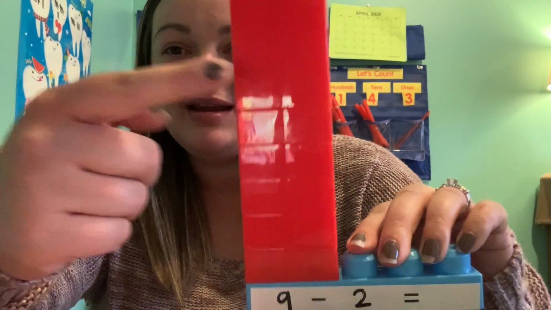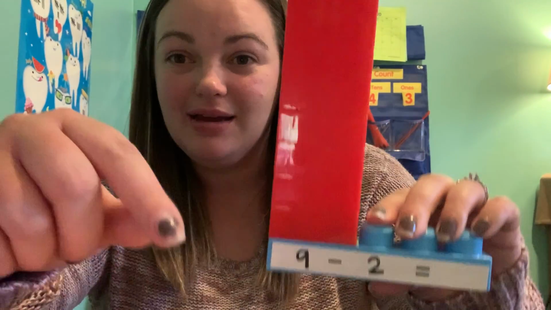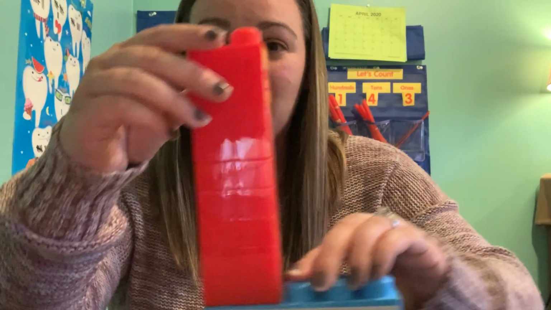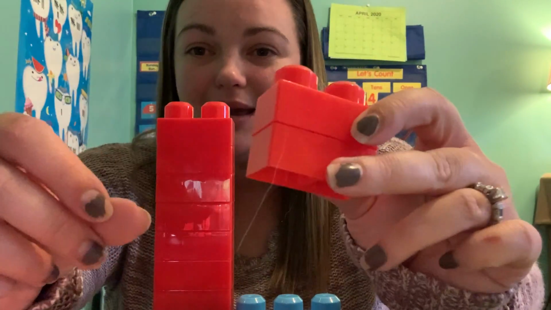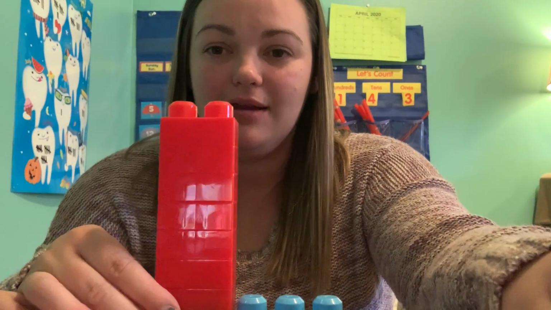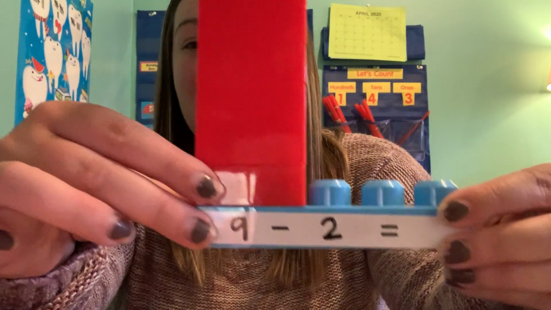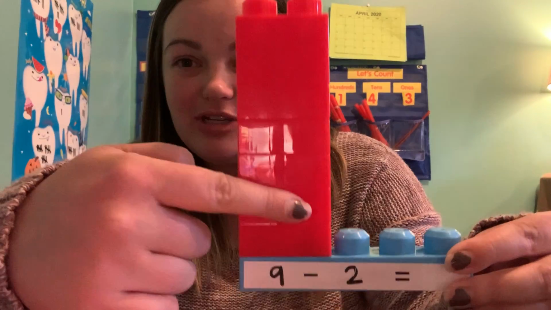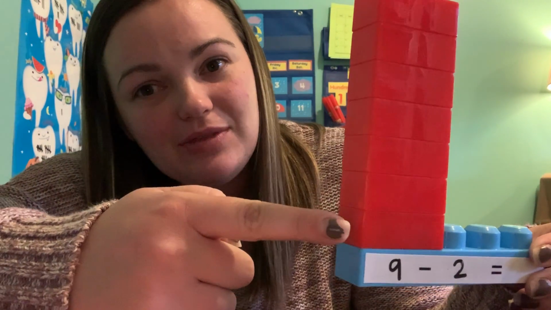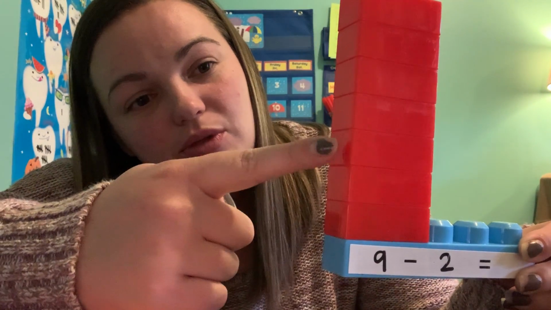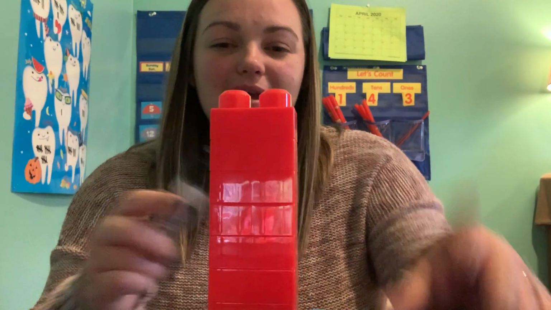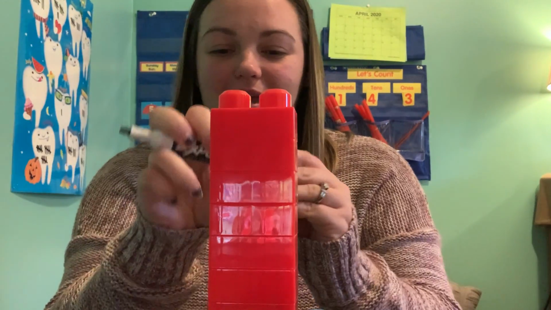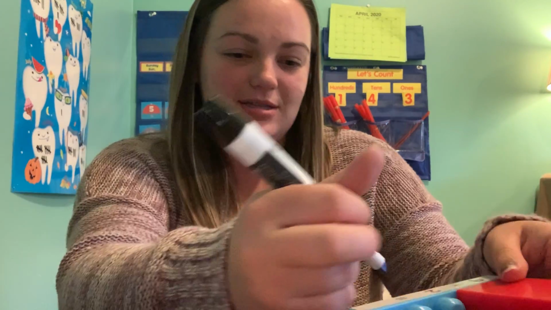So we have 9 minus how many? 2. So I need to take 2 away. So I'm going to take 2 right off the top. See how I took 2 away? And I'm going to just set it over here on this side. So 9 minus 2, now we just need to see how many are left. Let's count them. Ready? 1, 2, 3, 4, 5, 6, 7. 9 minus 2 equals 7. I'm going to write it right here on my blocks.